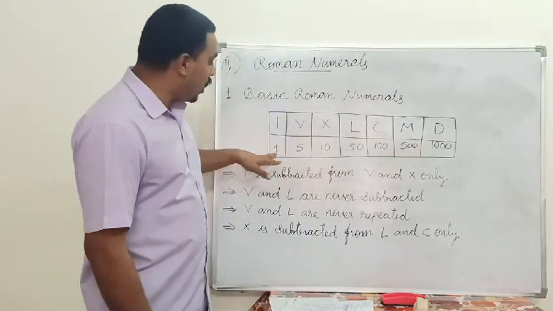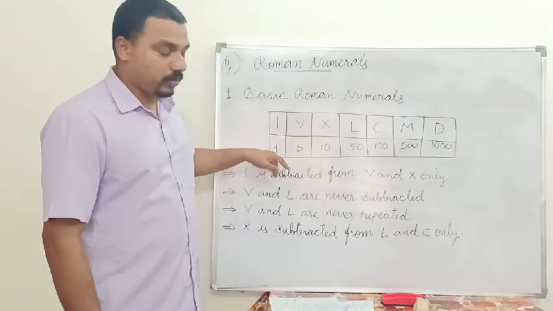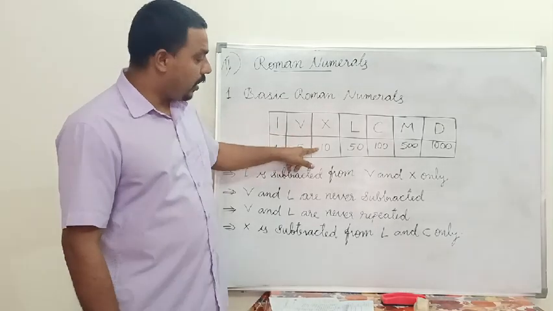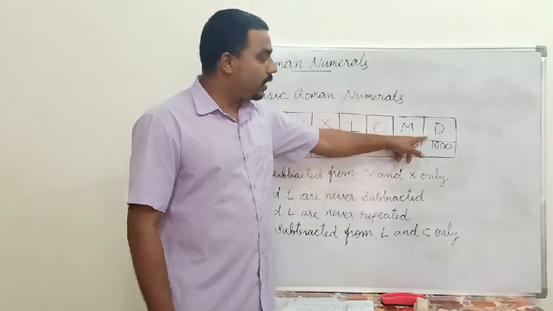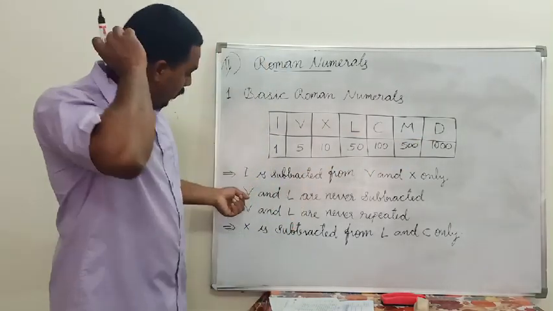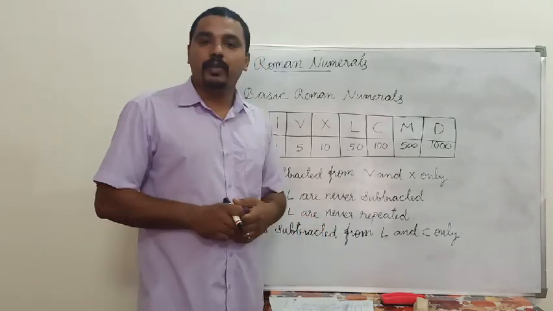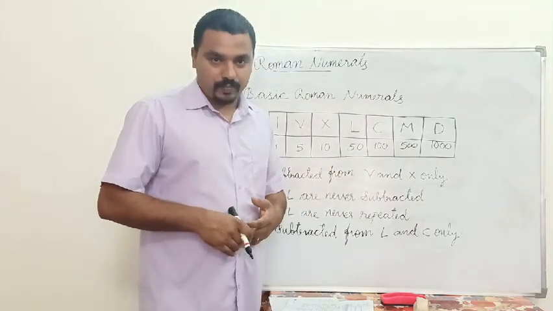I have written the values below the numerals. Just check it: 1, 5, 10, 50, 100, 500 and 1000. And some basic tips are there. You have to learn these, then only will you be able to make any number with Roman numerals.